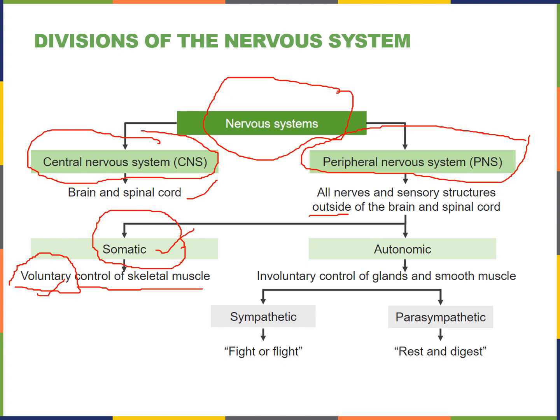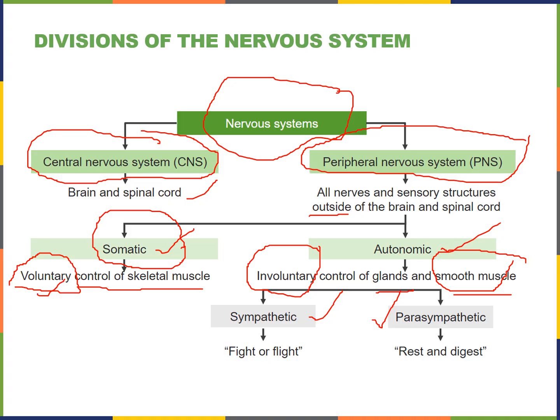The autonomic, so this word sounds like automatic, but it's not automatic, it's autonomic. The autonomic division of the nervous system is involuntary. So this is again where we do not consciously control these responses. And so it's the involuntary control of glands and smooth muscle. So again, no surprise here, because you already learned that smooth muscle was involuntary. Now, the autonomic nervous system is further divided into two parts, the sympathetic and the parasympathetic system.